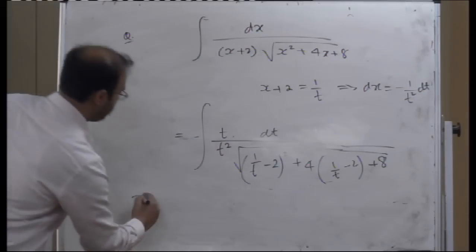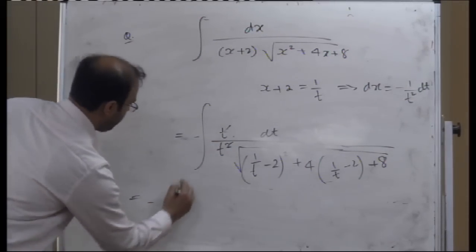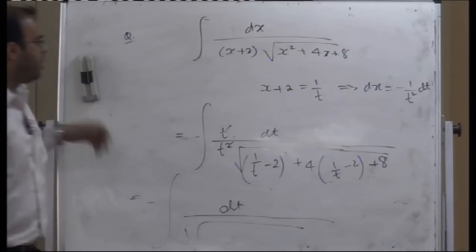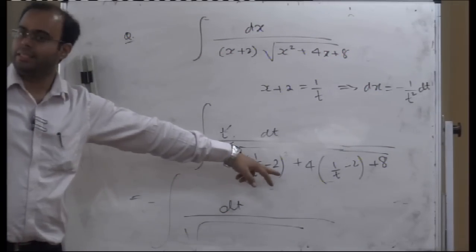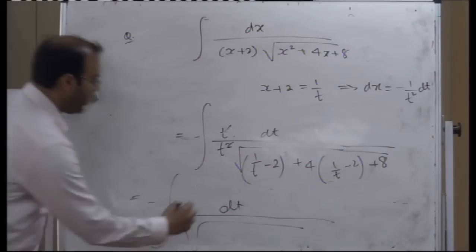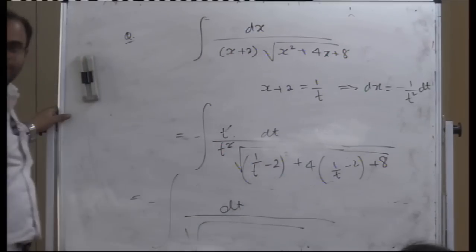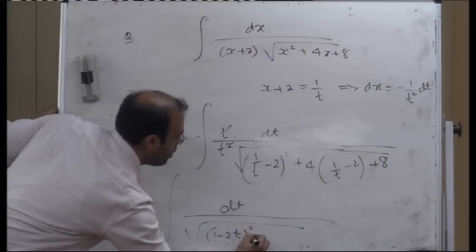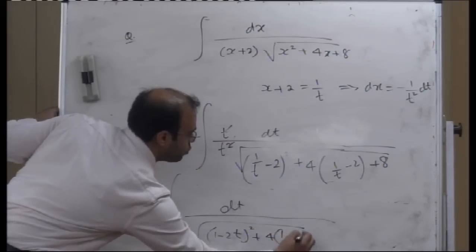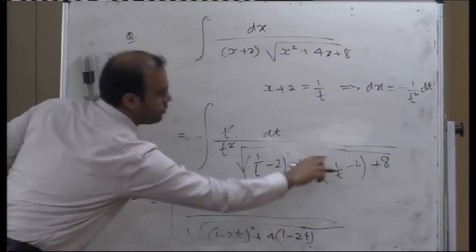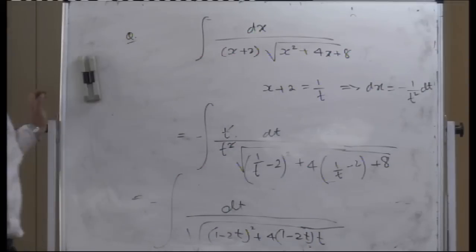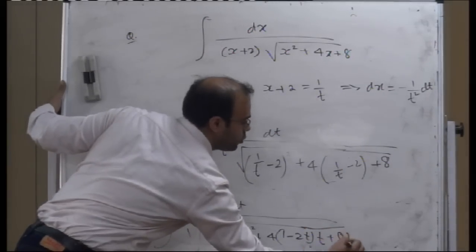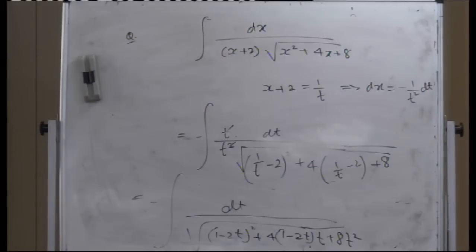And in the next step, dt cancels, minus dt by root over, t square you can take as LCM inside this. This will become t square comes outside and cancels with this t. This will become 1 minus 2t whole square plus 4 into 1 minus 2t. Actually this extra t you have to multiply here to make it t square in the denominator, plus 8 t square. Is it okay with everyone?